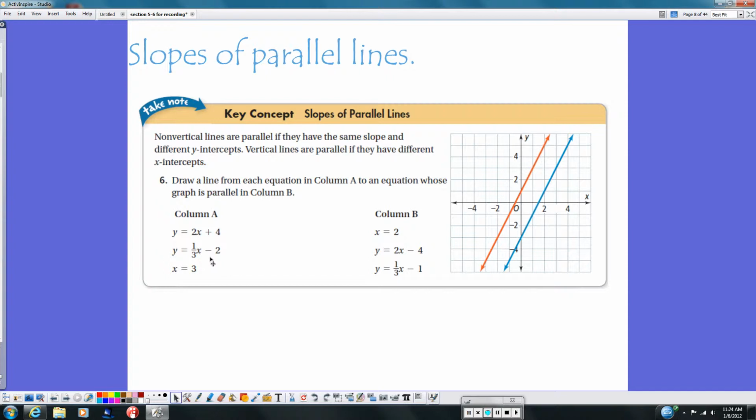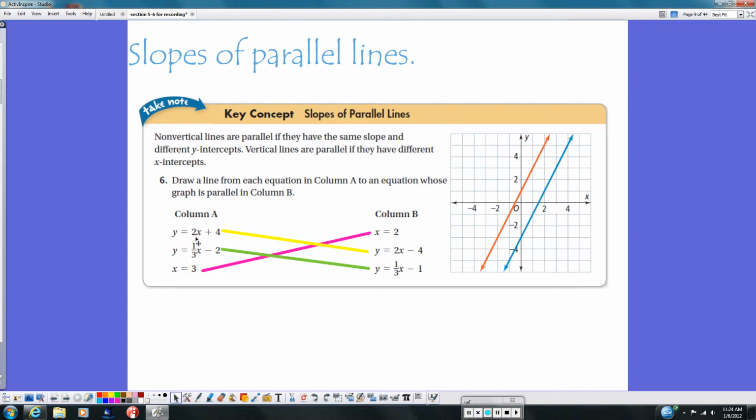It says to draw a line from each equation in column A to an equation whose graph is parallel in column B. Since we want parallel lines, we want the slopes to be the same. You notice here that we have our equations written in slope-intercept form, so it's very easy to pick out our slope. So go ahead and match them up and we'll see how you do.